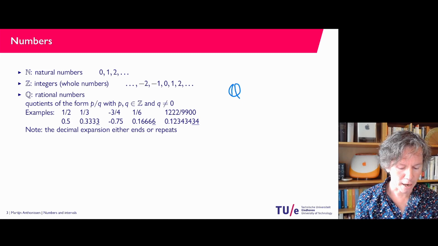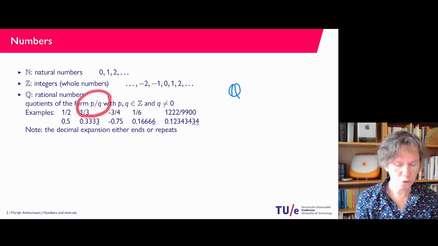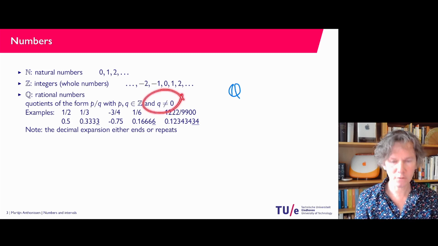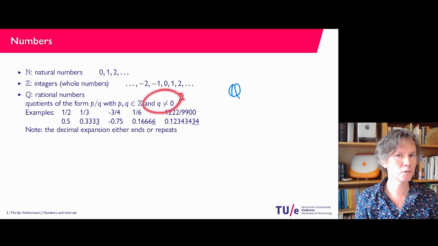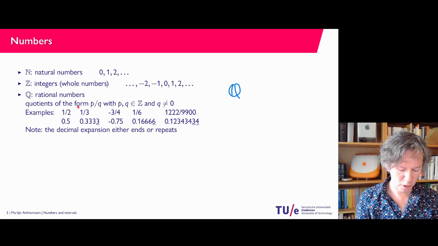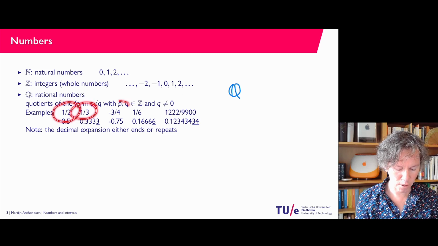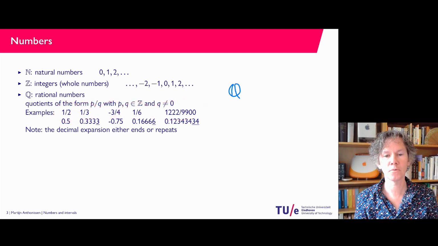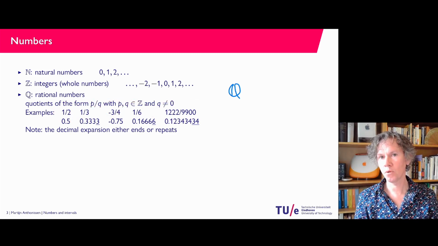So let's see, how is this collection Q defined? So it is quotients of the form p over q, where p and q are integers. But of course, we cannot divide by 0. So the only restriction is that q should not be equal to 0. So here you see a couple of examples. A half, 1 over 3, minus 3 over 4, 1 over 6, or this strange number here. And they are all rational numbers, quotients.